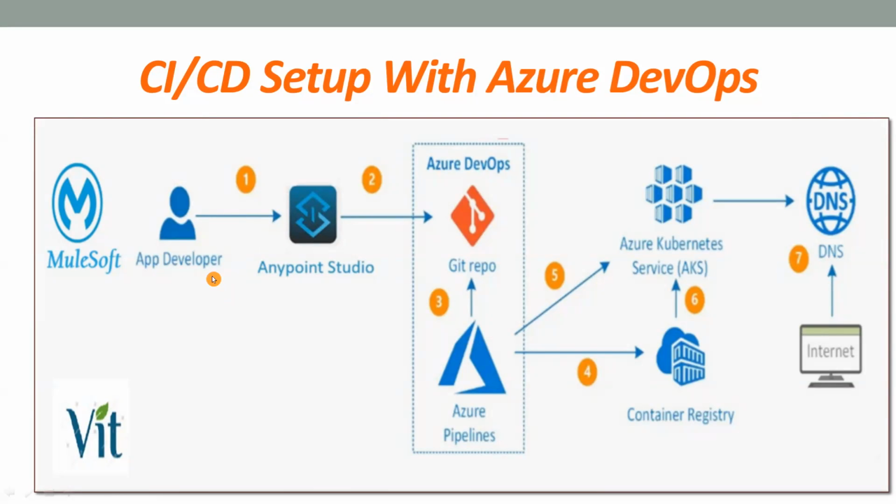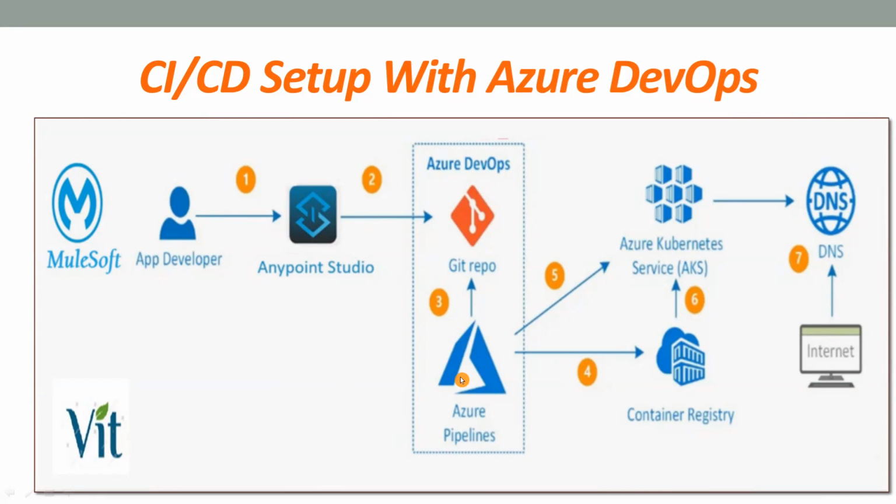The very first step, the developer is going to develop the app by using Anypoint Studio. Then we are going to push the code into Azure DevOps. It's a shared repository. Here we are going to create one Azure pipeline. This pipeline is going to take care of the automatic deployment process.